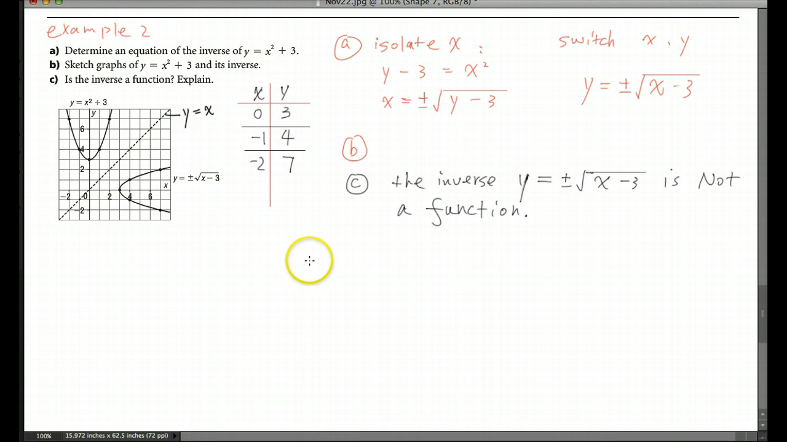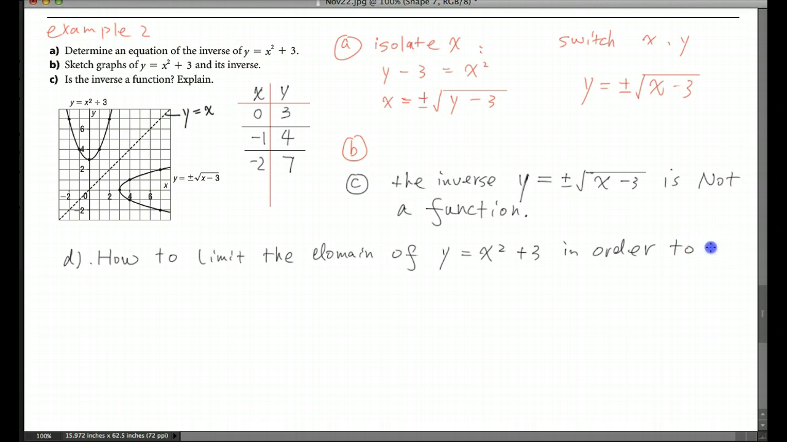Okay, and then I just want to go a little bit beyond this example and discuss another question. So what if we make the question D, asking how to limit the domain of y equals x squared plus 3 in order to make its inverse a function.